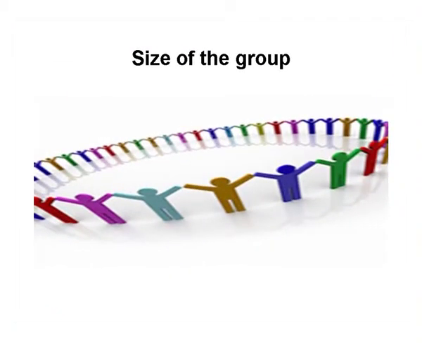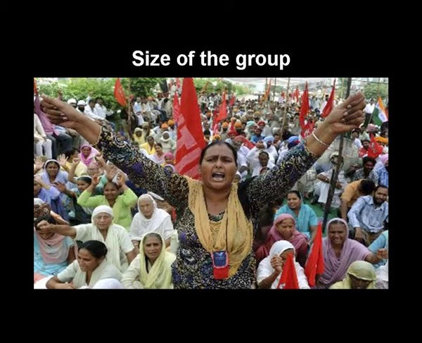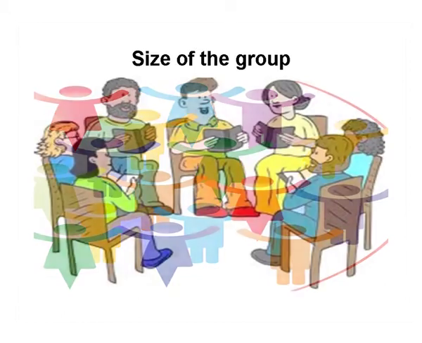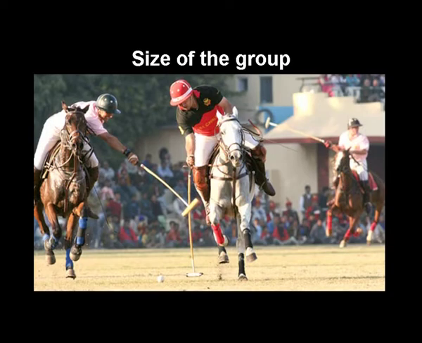1. Size of the group. Secondary groups are relatively larger in size. Trade unions, associations and clubs are bigger in size because the membership is decided by the interests of the people. Anyone with the same interest could become a member and hence its size is larger.